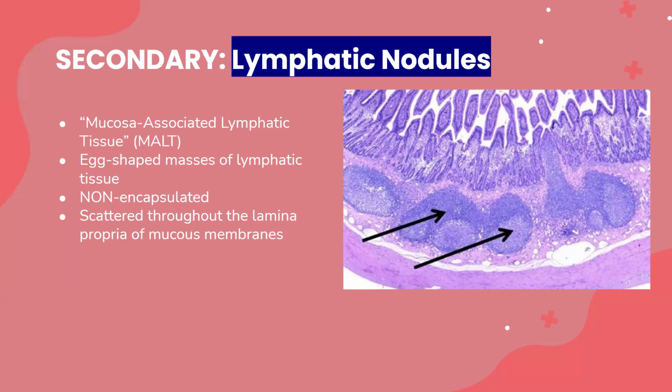The lymphatic nodules that you find here are called mucosa associated lymphatic tissue, or MALT, because they are in the mucosa, and they will contain egg-shaped masses of lymphatic tissue, yung parang secondary follicles. Okay? They're scattered through the lamina propria, again, of mucous membranes. Kaya MALT tawag sa kanila.